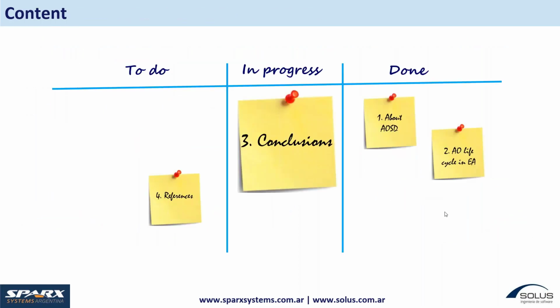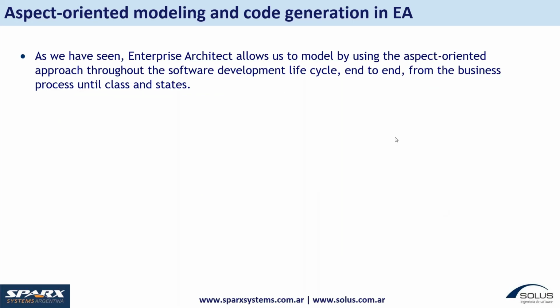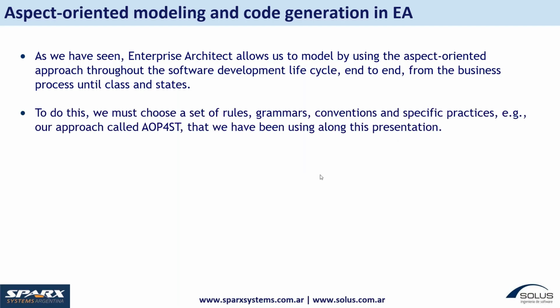As conclusions, we can model in Enterprise Architect all the elements throughout the software development life cycle. Of course, in order to do this, we need rules, grammars, and conventions, and we have to define all of this in order to create a plugin or anything, because we need added functionality in Enterprise Architect to perform all of this.